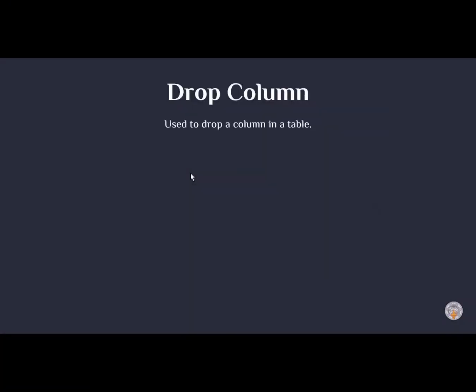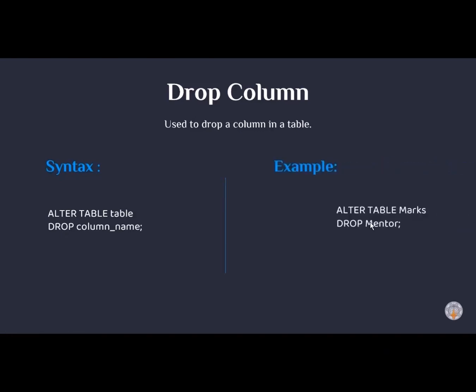Drop column. Drop column is used to drop a column in a table. Suppose we want to delete a column from a table, then we can use drop column. Let's see the syntax: alter table name, drop column name. So instead of add, we are using drop here. Let's see an example: alter table marks, drop mentor. That is alter table, we are using a table marks and we have to drop a mentor column in that.